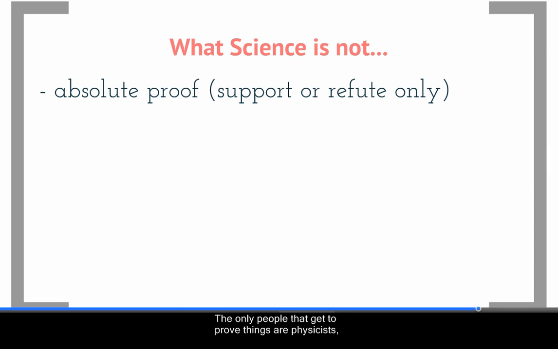The only people who get to prove things are physicists, and that's because they have laws. Biology, we have theories, lots of data to support those. Laws are something you can actually write mathematical formulas for, and we just don't have those in biology, and so we can't have absolute proof.